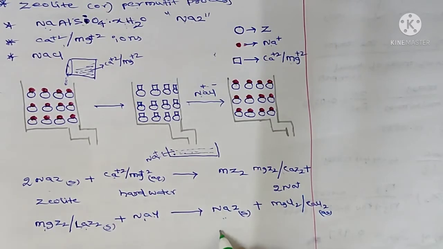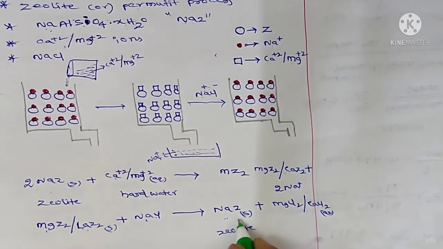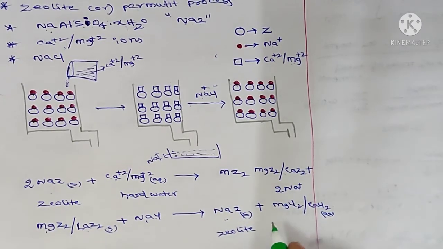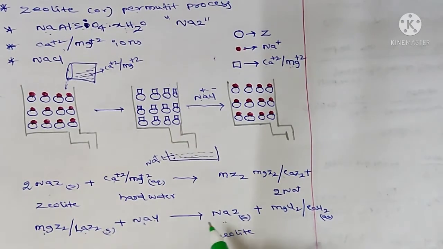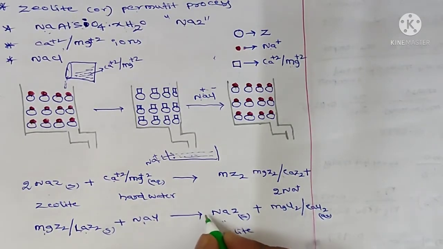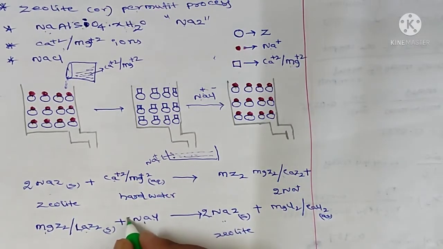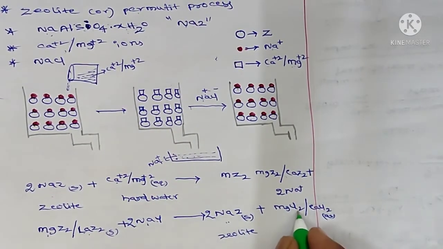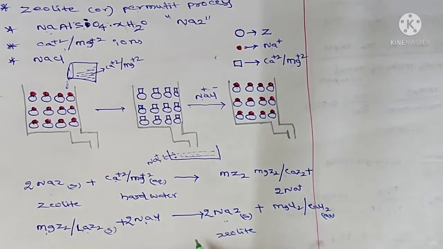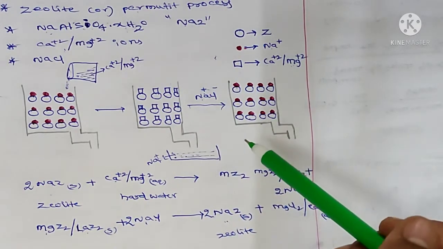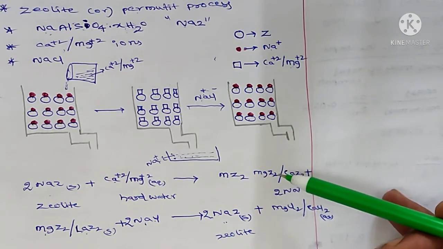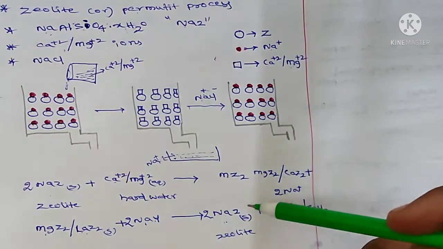Now this is zeolite. So that zeolite is regenerated. So this zeolite is useful for further processes. And balance that equation. So here Z2, so we have to take here 2. Now the sodium becomes 2. So here we have to take 2, and chlorines 2. So now it is a balanced equation. So this is the ion exchange method. So in that ion exchange method, we can convert that hard water into soft water.